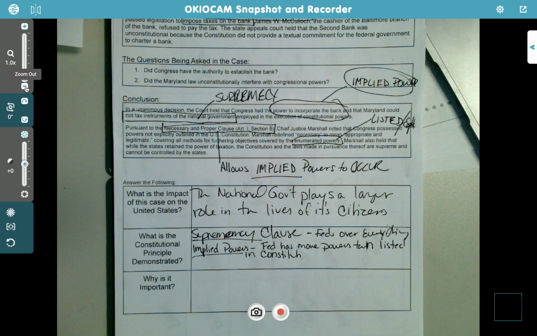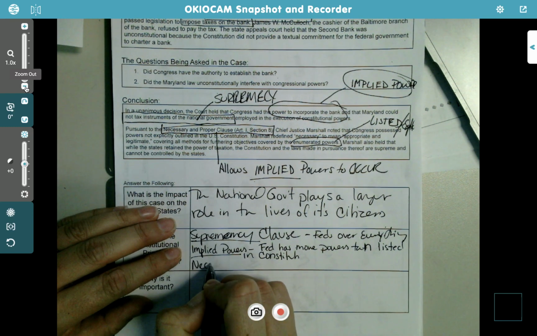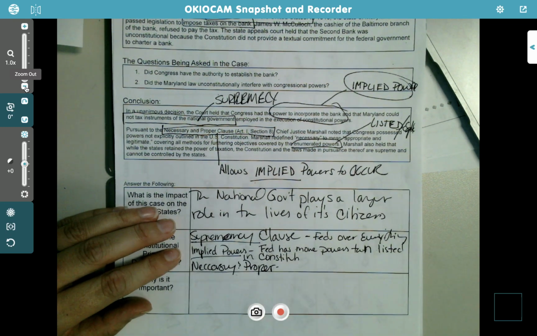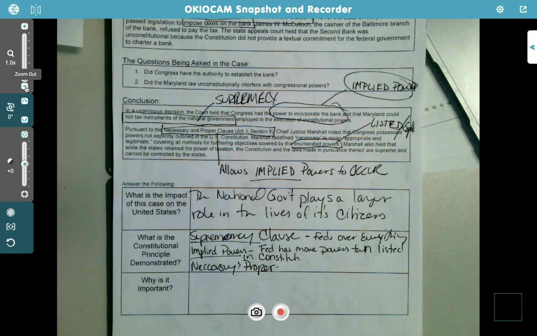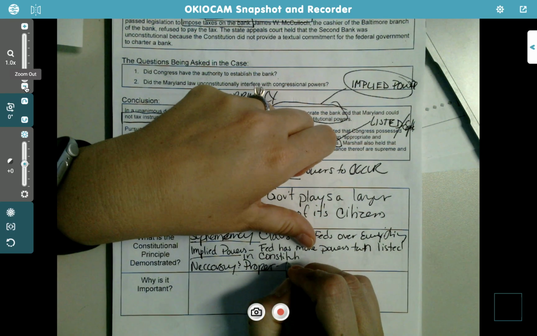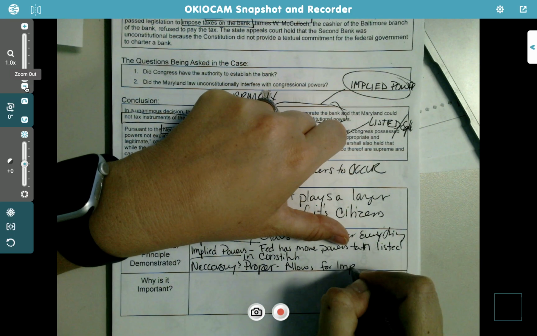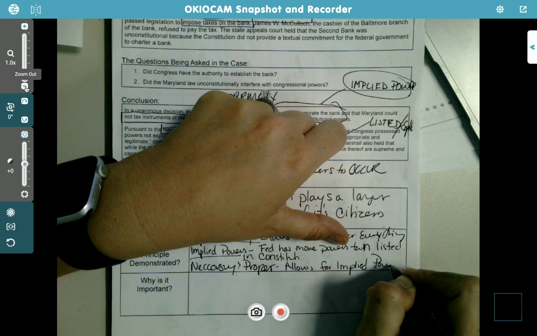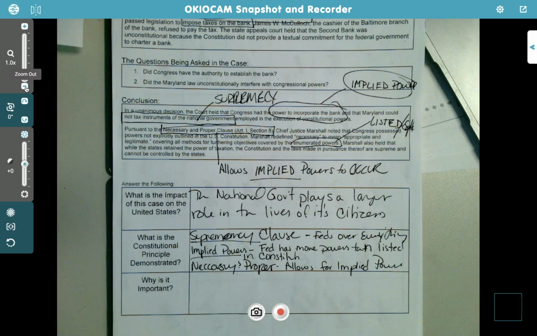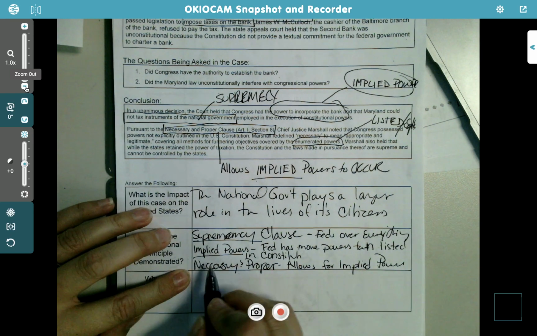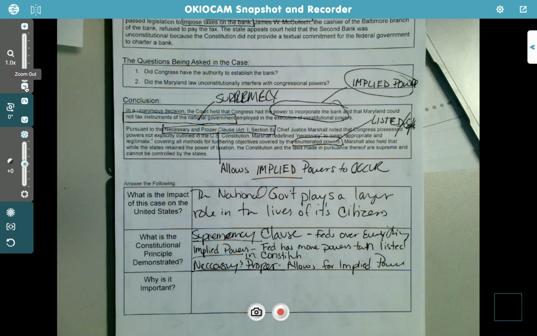What is the third thing, Nick? There you go. Necessary and proper. And what is that telling us, Nick? It allows implied powers. Perfect. Well said. Allows for implied powers. Okay, so when we talk about McCulloch versus Maryland, there are 3 major things you have to know: supremacy clause, implied powers, and necessary and proper clause. Why is it important?